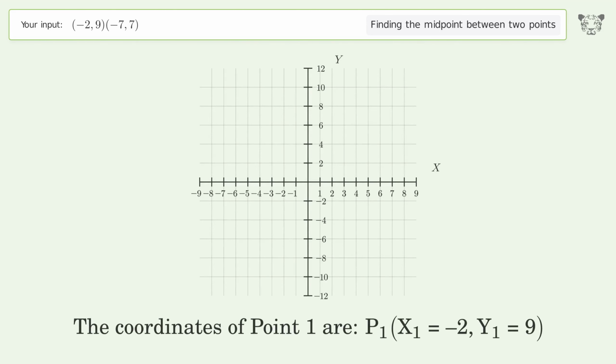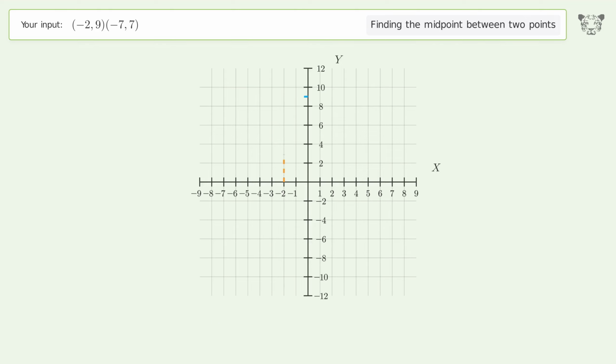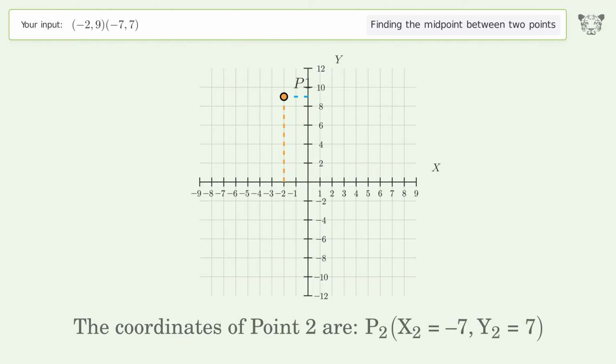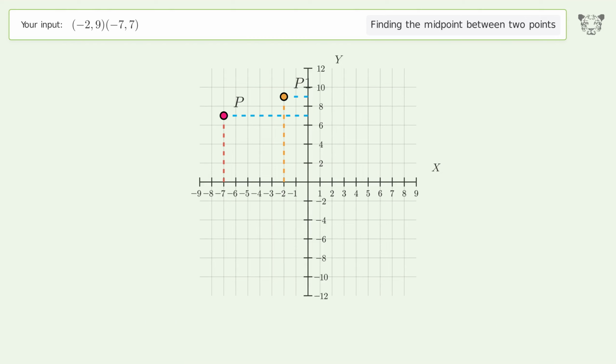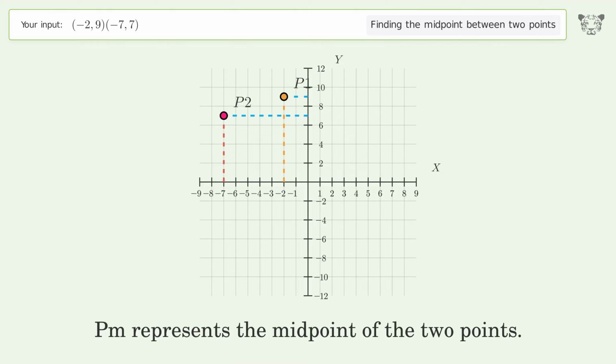The coordinates of point 1 are x1 equals -2, y1 equals 9. The coordinates of point 2 are x2 equals -7, y2 equals 7. PM represents the midpoint of the 2 points.